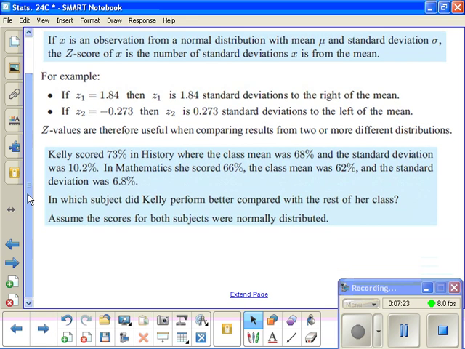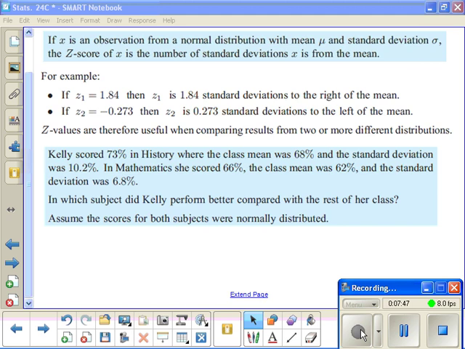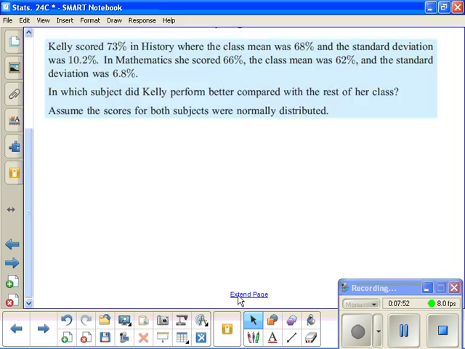For example, Kelly scored 73% in history where the class mean was 68% and the standard deviation was 10.2. In mathematics, she scored 66% and the class mean was 62%. Standard deviation was 6.8. In which subject did Kelly perform better compared to the rest of her class? Assume the scores for both subjects were normally distributed. To compare these two, because they're history and math, we convert them both to z-scores, math and history.